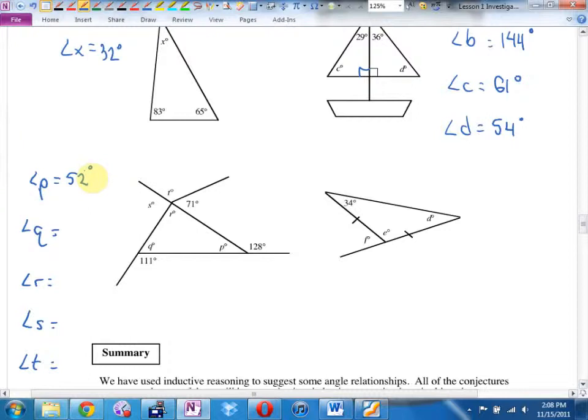Keep going, Shania. Angle Q. Is it 69 degrees? Yes, no? Yes, forms a straight line right there. Keep going, angle R.